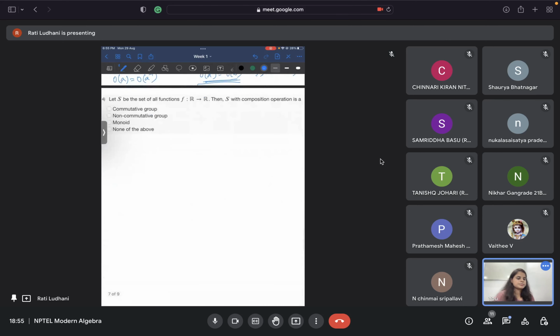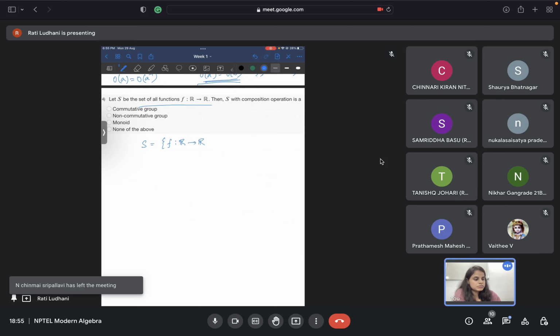Okay, great. Let's come to this question. S is given to be the set of all functions f, where f is a function. This is the set of functions. You are familiar with relations and functions, I hope. So f is given to be a function, and this is your set. Now S with the composition operation. So what is the composition operation? We will write it with this composition operation.